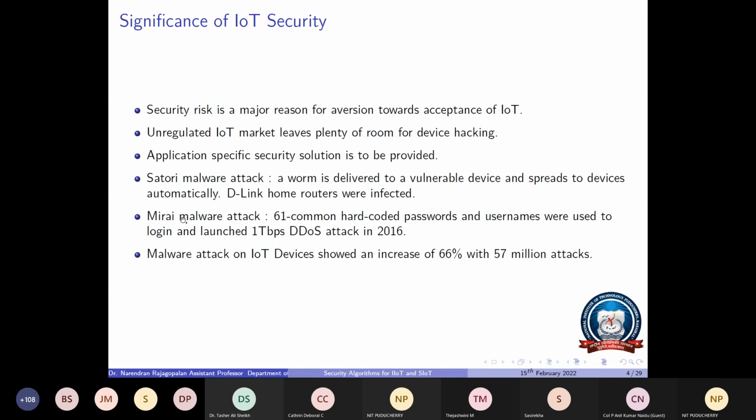Even the Mirai malware attack tried, by trial and error, using default passwords or very commonly used words as username and password. And surprisingly, it was able to log into millions of devices, which shows that people don't change the default username and password, or even if they do, they keep very common ones which can be guessed or tried by brute force. With this they were able to successfully launch a distributed denial of service attack in the year 2016 itself.